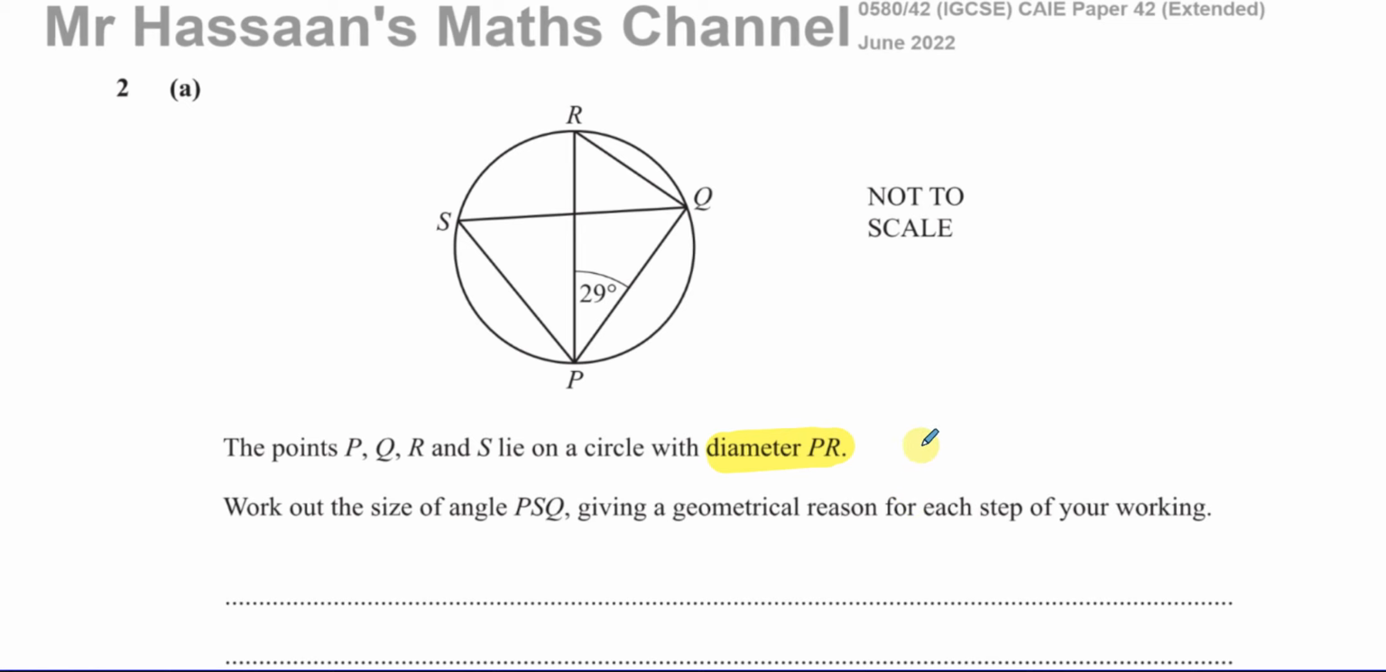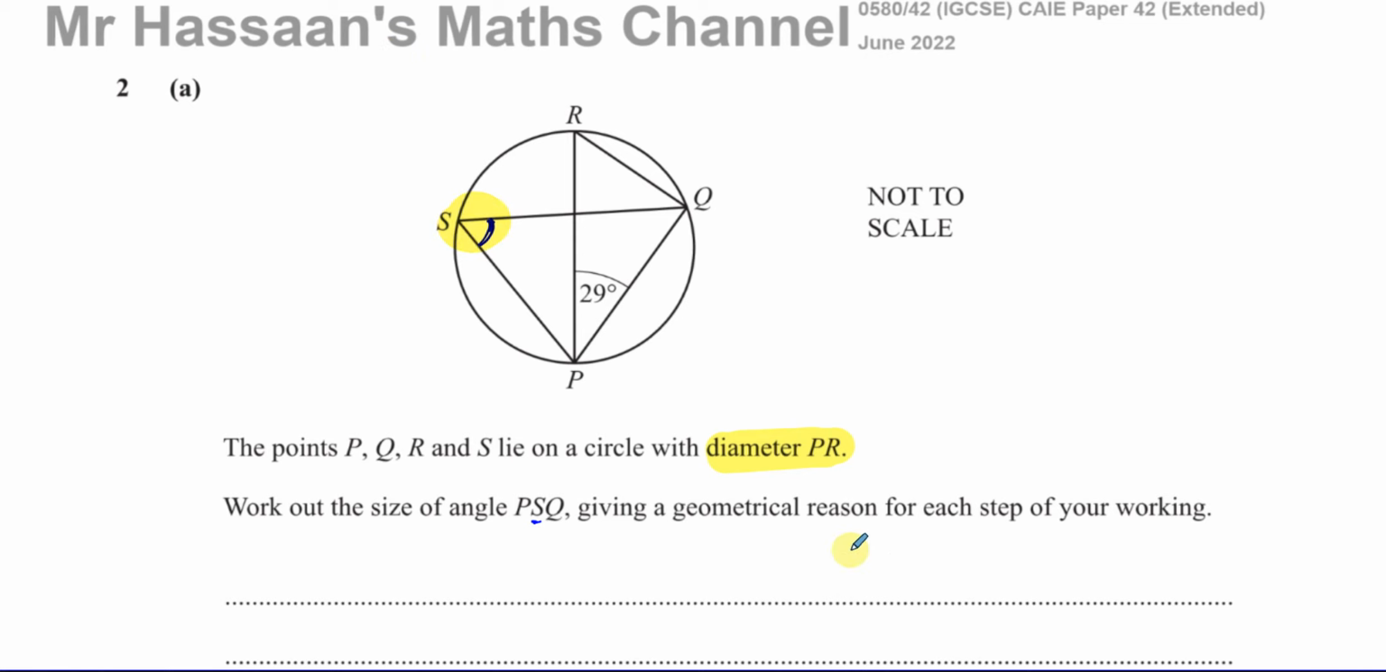So work out the size of the angle PSQ, giving a geometrical reason for each step of your working. So we're asked to find the angle PSQ. Angle PSQ is this angle over here. It's always the letter in the middle where the angle is, and these 2 letters on either side are where the arms come from. So this is angle PSQ. That's what we have to find. This is what we are focused on finding the size of.